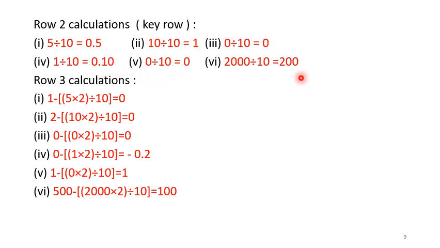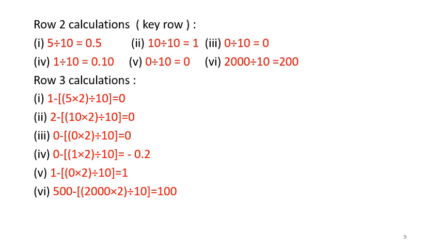In row 3 calculations, again the new element will be the old element, that is 1, minus the product of the key row element and key column element divided by the key element. That will be 0. So in the new table again 0, 0, 0, minus 0.2, 1 and 100. So these will be the values in your new table based on the calculations.